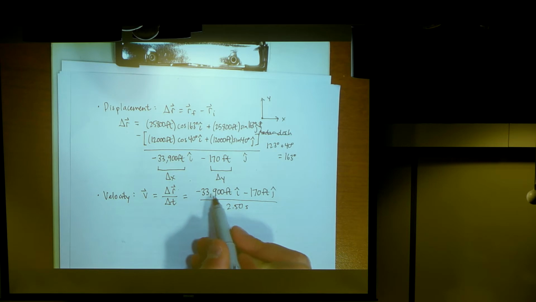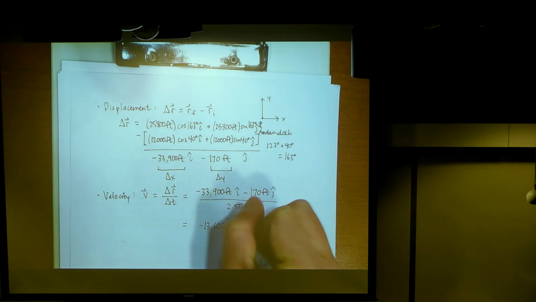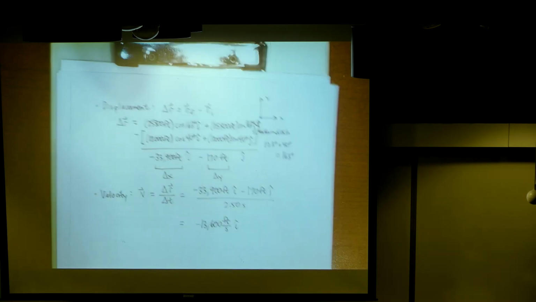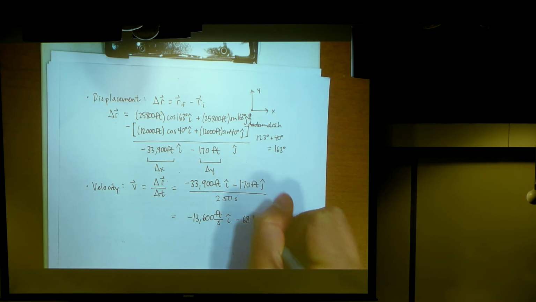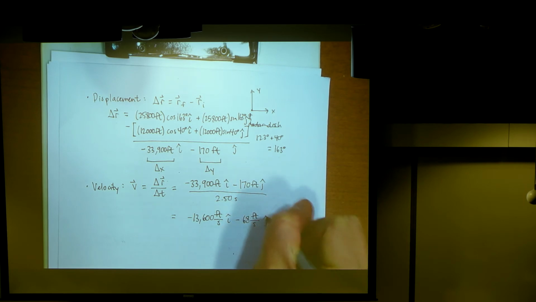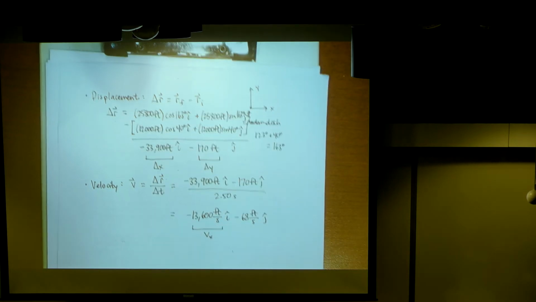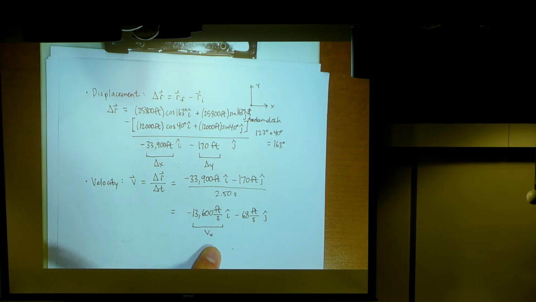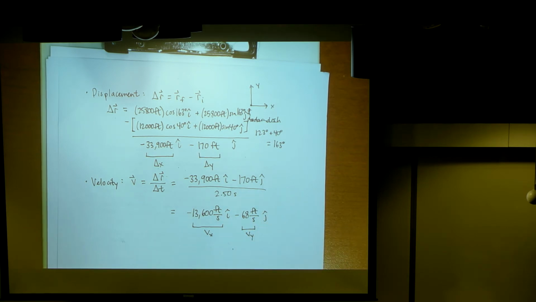If you do 33,900 divided by 2.5, you'll get minus 13,600 feet per second in the x direction, and if you do this, you just get minus 68 feet per second in the y direction. So this is Vx, the x component of the missile's velocity. It's moving very fast in that direction. And then this is the y component, which is much smaller. It's barely moving along the y-axis at all.